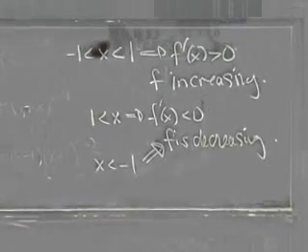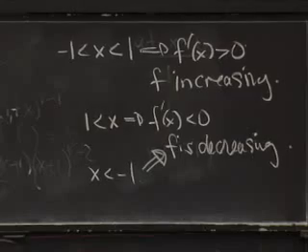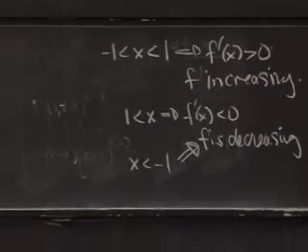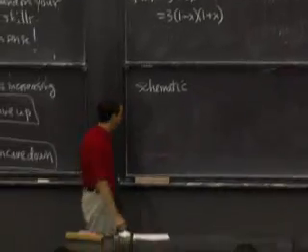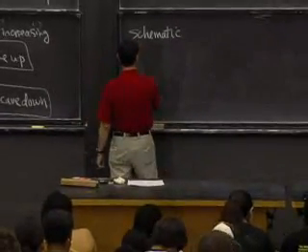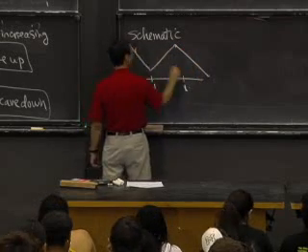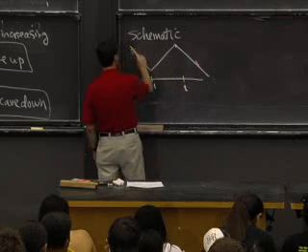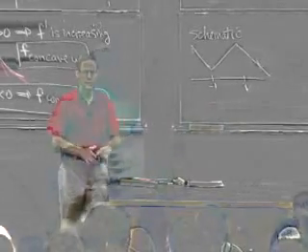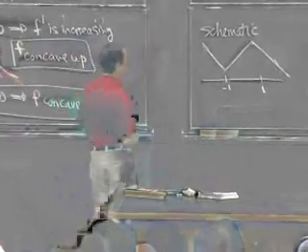So now, here's the schematic picture of this function. So here's negative 1, here's 1. It's going to go down, up, down. All right? That's what it's doing. All right, maybe I'll just leave it alone like this. That's what it looks like. So this is the kind of information we can get right off the bat.